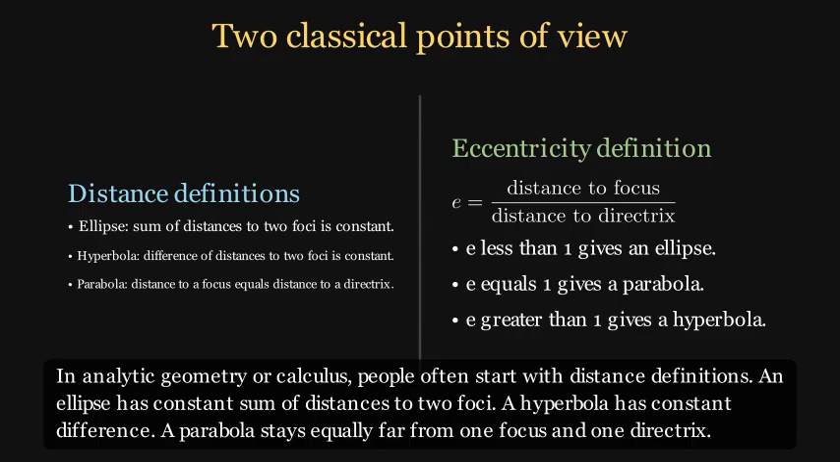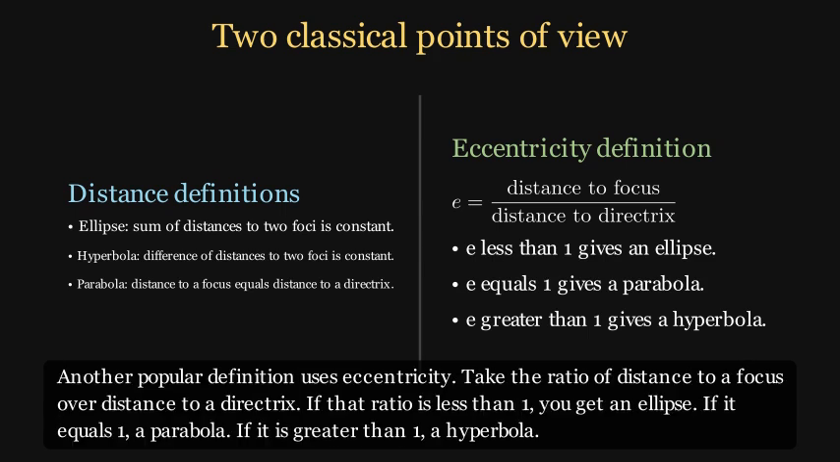In analytic geometry or calculus, people often start with distance definitions. An ellipse has constant sum of distances to two foci. A hyperbola has constant difference. A parabola stays equally far from one focus and one directrix.